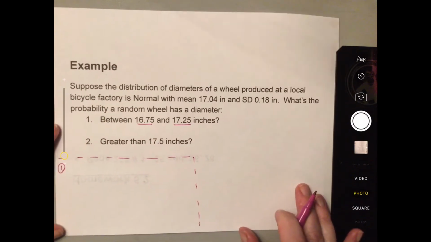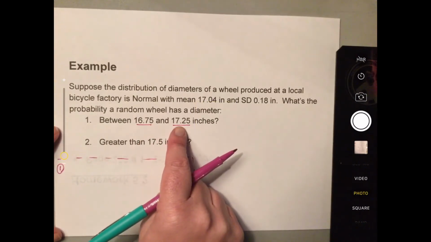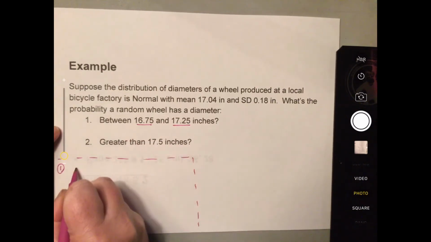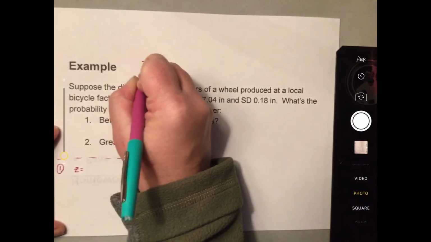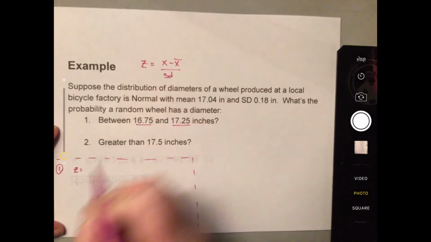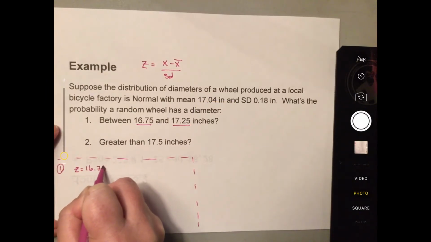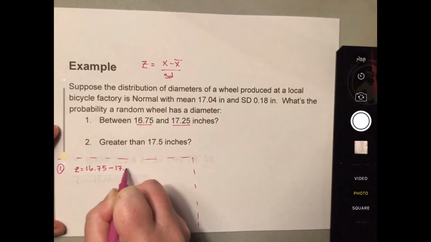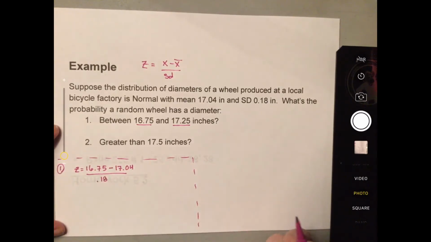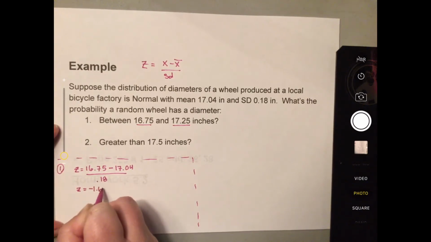Well, in order to do number 1, we need to first calculate the z-score of 16.75 and 17.25. So let's first do 16.75. The z-score, I'm going to write the formula up here again, is your random variable minus the mean divided by the standard deviation. So the z-score of 16.75 would be 16.75 minus the mean, 17.04, divided by the standard deviation, 0.18. And we get a z-score of negative 1.61.